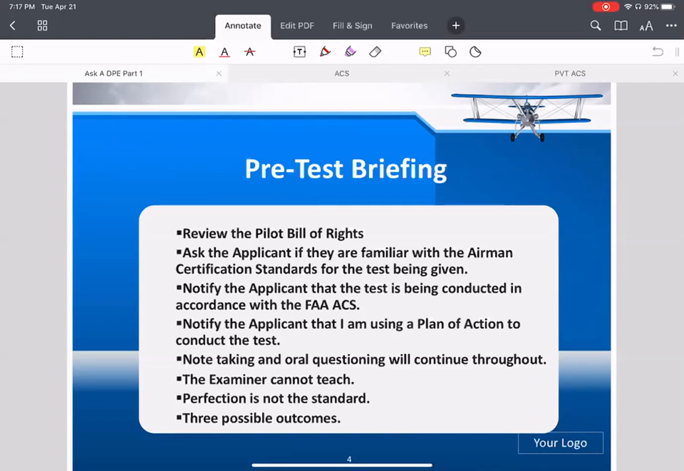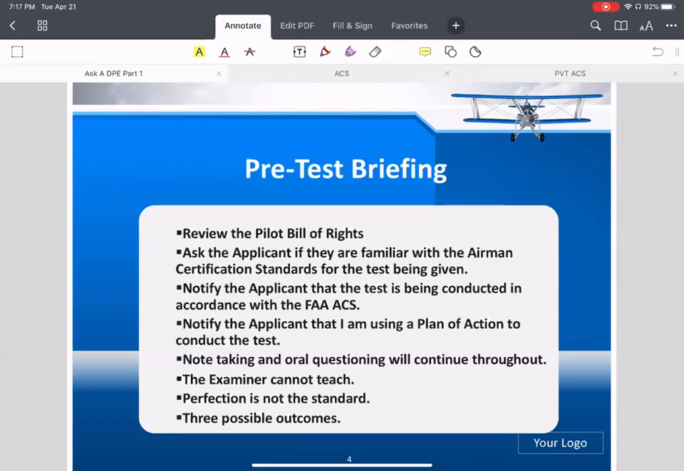Next, we're supposed to ask the applicant if they're familiar with the airman certification standards before we begin the test. And everybody says yes. But inevitably, when we go through it, I find out that they're not. Because I ask them, what's the tolerance on a steep turn altitude? And for the commercial, they always tell me 100. Or on slow flight, they tell me 100 feet, when in reality it's 50 feet. So what we mean by, are you familiar with the airman certification standards, is, can you actually tell me what the standards are for each maneuver, and you understand what the expectations are for the test?